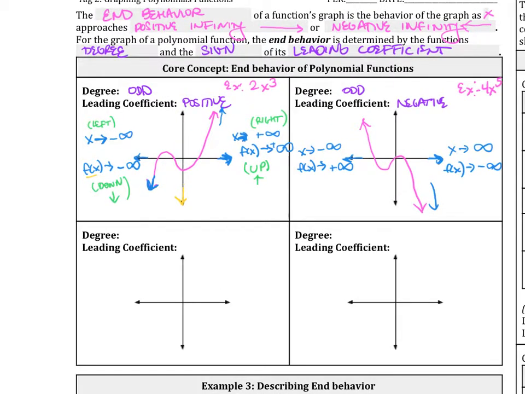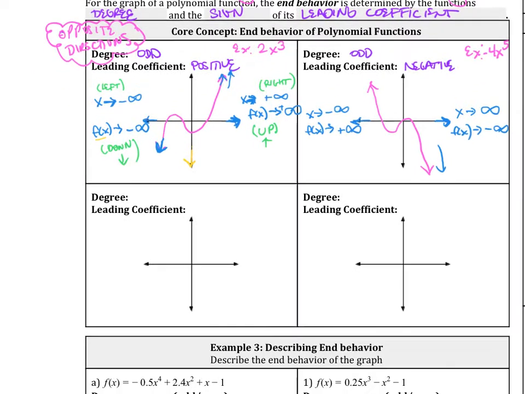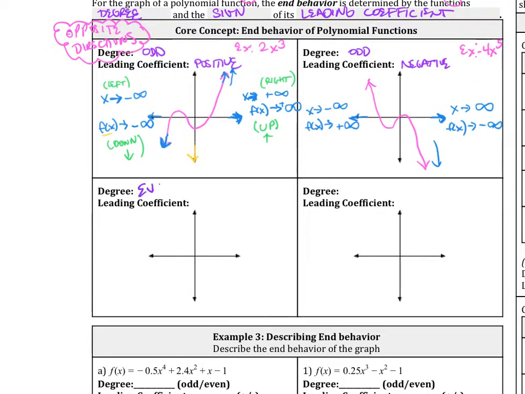So notice that for odd degree, they are going opposite directions. So odd goes in opposite directions, and the sign tells us whether it's going up on the left or up on the right. So let's look at when the degree is even and the leading coefficient is positive.